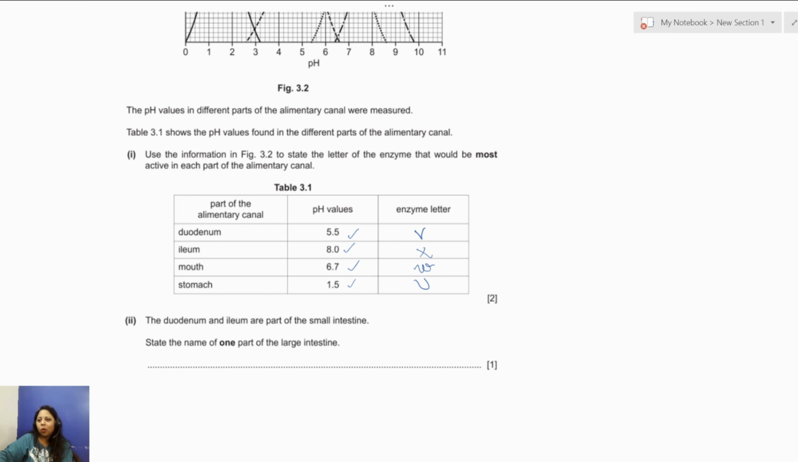Name one part of the large intestine. What do we call it? Colon. We call it colon. Okay. I'm giving you more questions. Wait. There is one question related to pectinase.